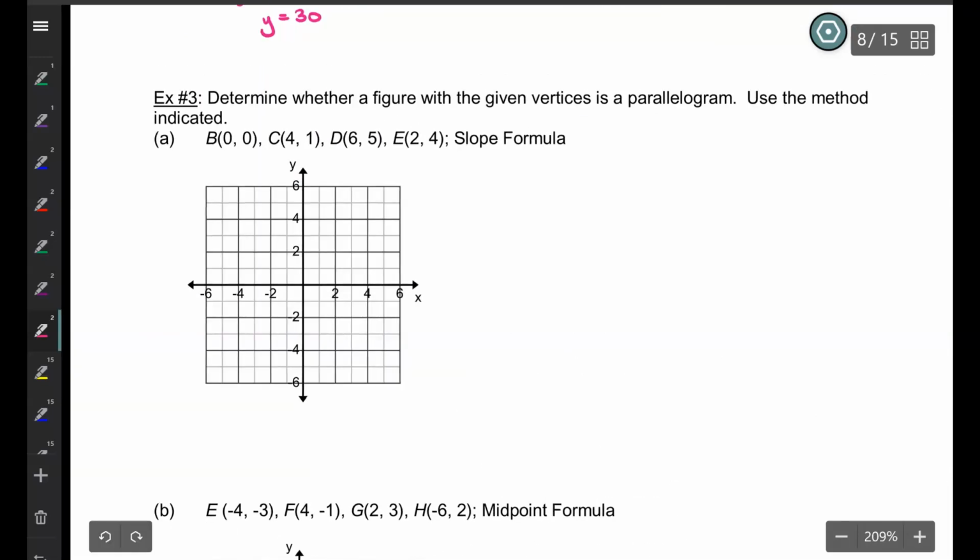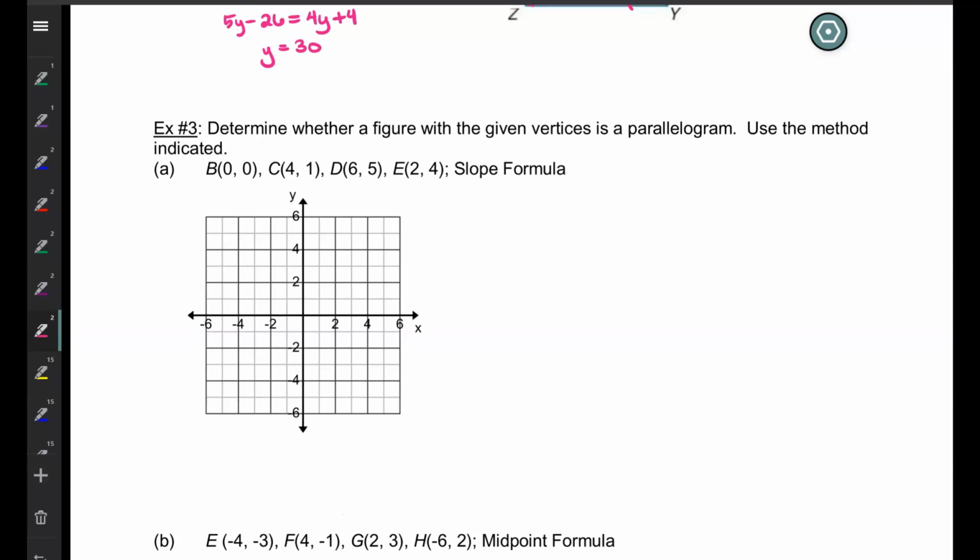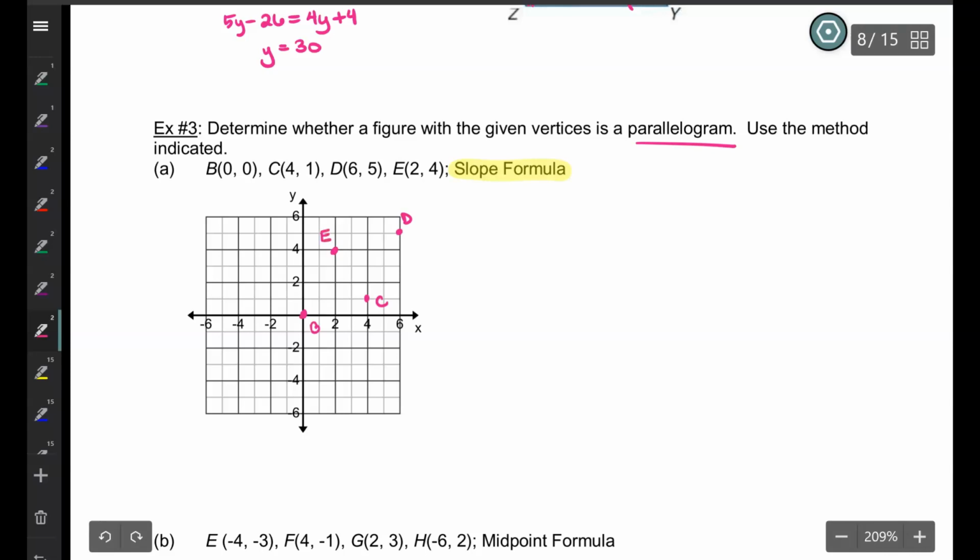Okay, the last two examples, we want to figure out whether or not we have a parallelogram. And it says use the method indicated. So in this one, it says slope formula. Let's go ahead and sketch a graph. So here's B at (0, 0). C is at (4, 1). D is at (6, 5). And E is at (2, 4).